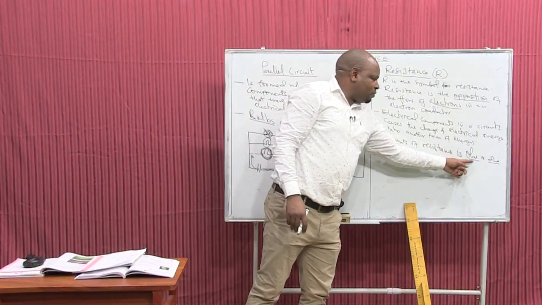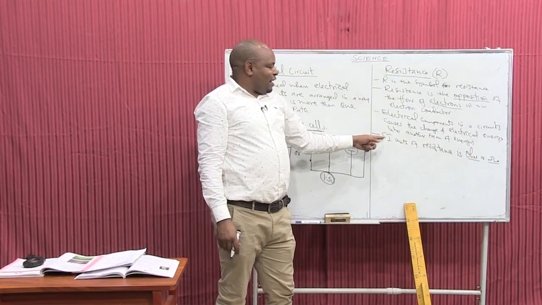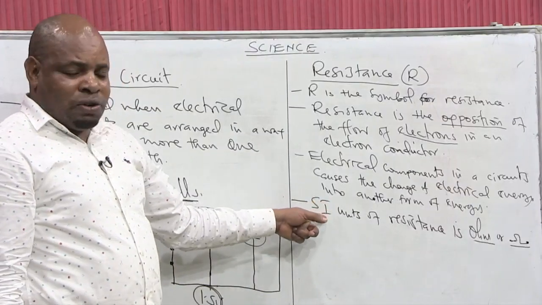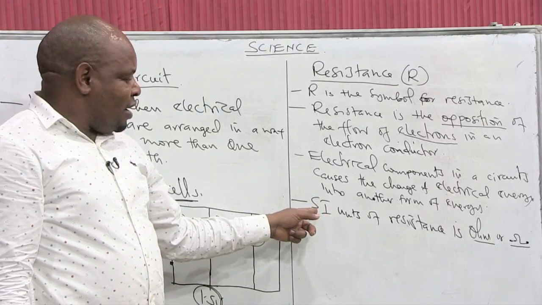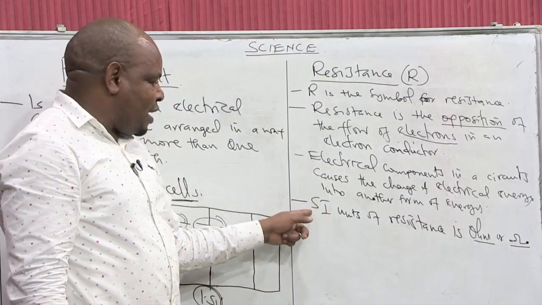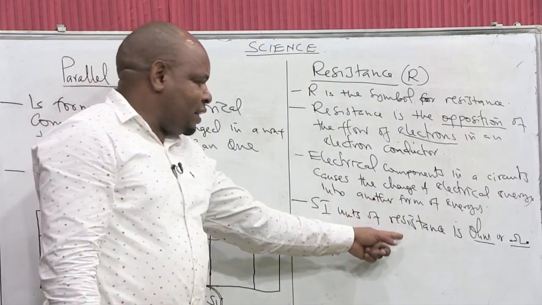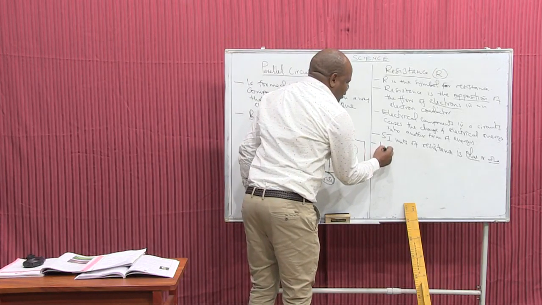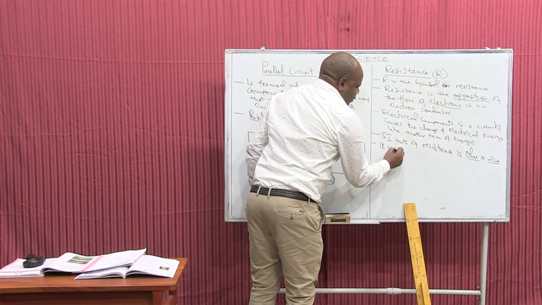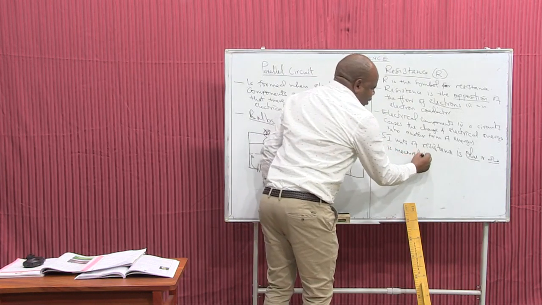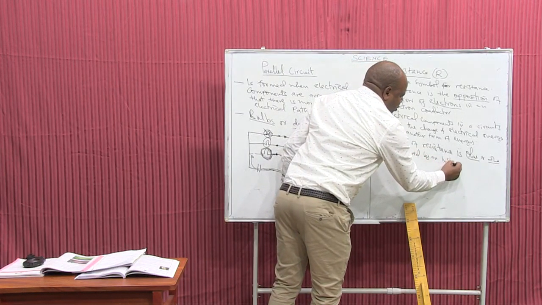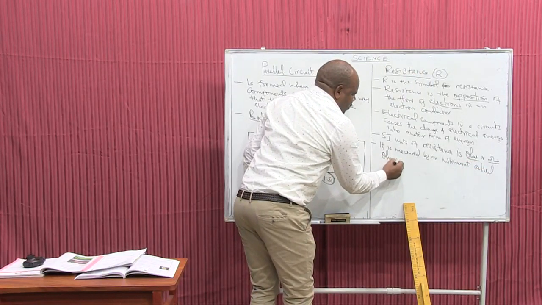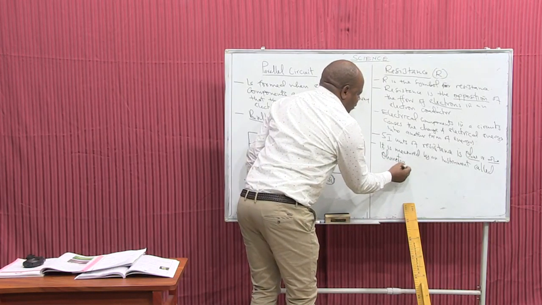When you see these two, ohms, this one means it is a unit for resistance. It is an SI unit. SI means Standard International. S stands for standard, I stands for international. The standard international unit of resistance is ohms. It is measured by an instrument called an ohmmeter.